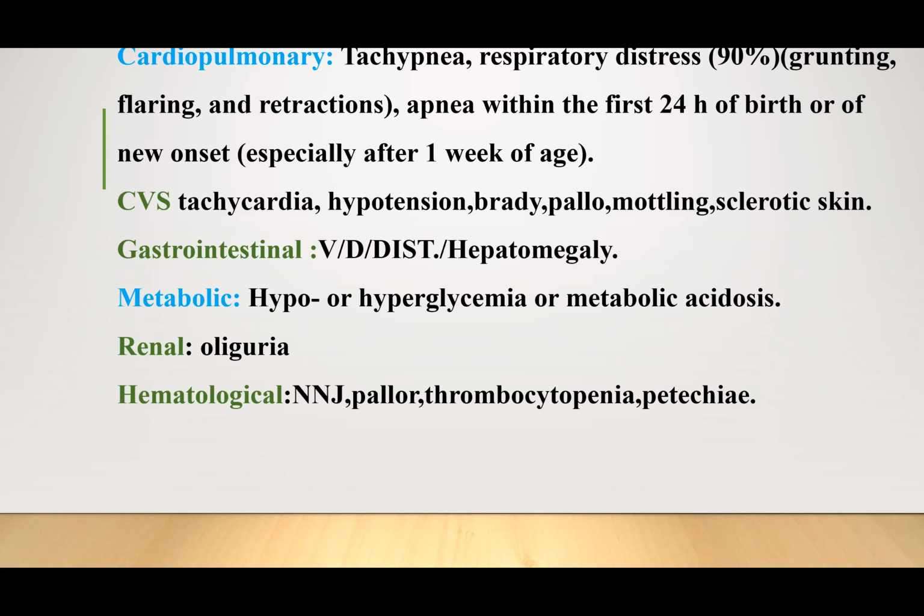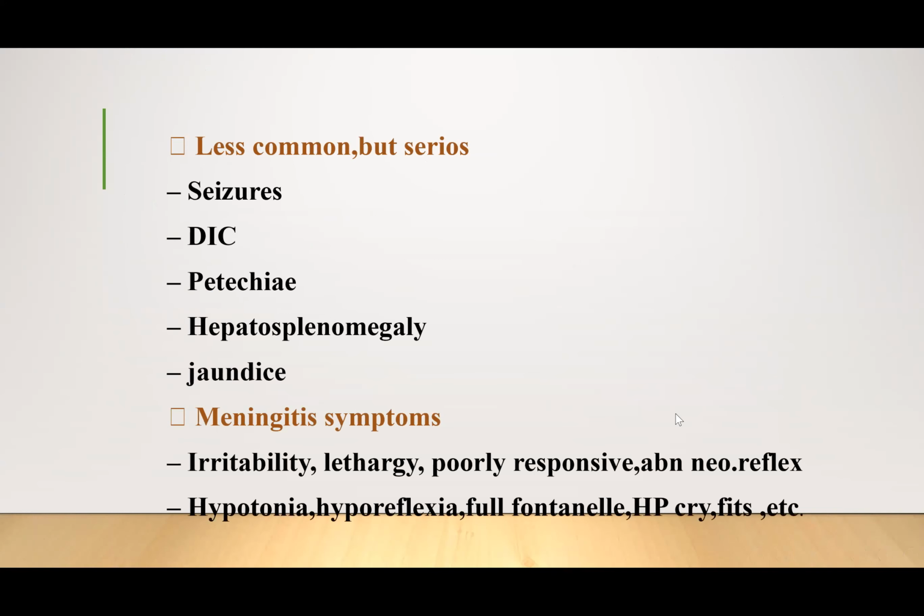Renal: we usually need the urine output between 1 and 2 ml per kilo per hour. If it is less than that, we must take care. Hematological: as we said, there can be jaundice, pallor, thrombocytopenia, petechiae. All this can be signs of sepsis. Less common can be seizure, which is convulsion.